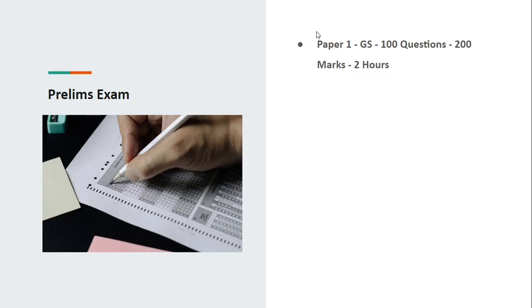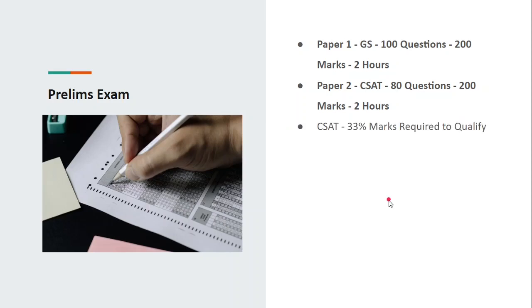General studies paper includes history, geography, polity, economy, environment, and current affairs. Paper 2 is the CSAT paper, and 80 questions will be asked of 200 marks, and 2 hours will be given to you to solve those questions. It includes basic numeracy, aptitude, logical reasoning, comprehension, and data interpretation. So CSAT is a qualifying paper and 33% marks are required here to qualify. The final cutoff of the prelims exam is based on the general studies paper only.